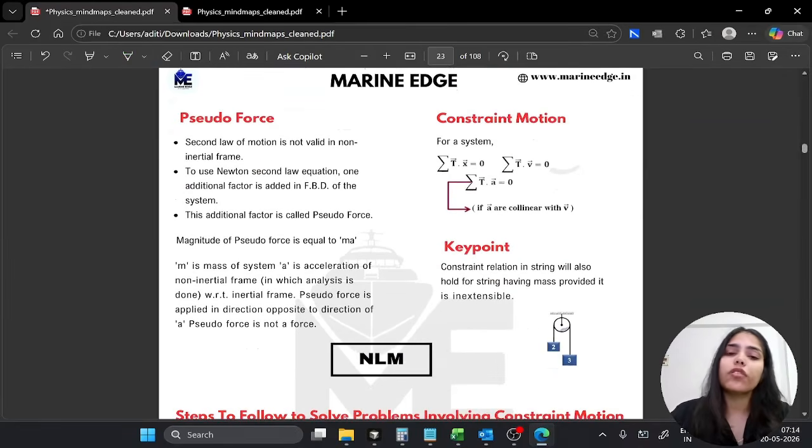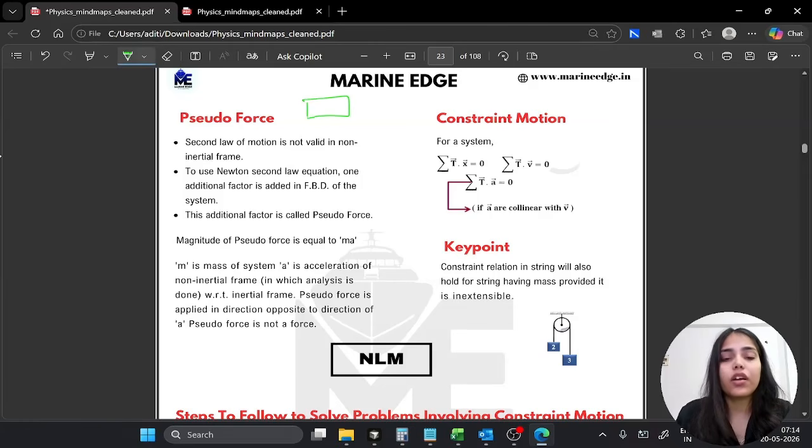When we talk about frames of reference, we have two types of frames, inertial frames and non-inertial frames. What are inertial and non-inertial frames? If the frame itself is moving, or the object in which you are sitting is itself moving, then we consider it a non-inertial frame. For example, if you are inside a car and another person is standing on the street, then for him, if there is no external force, he is not going to move, right?